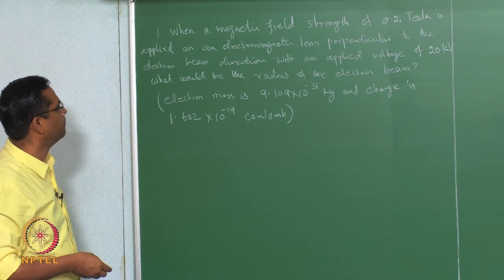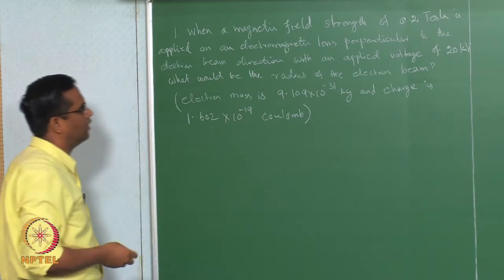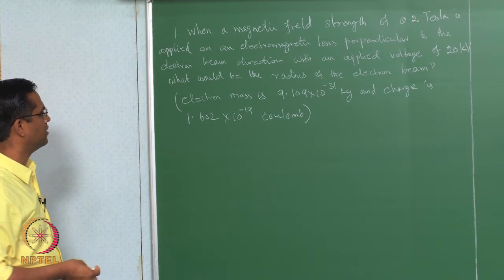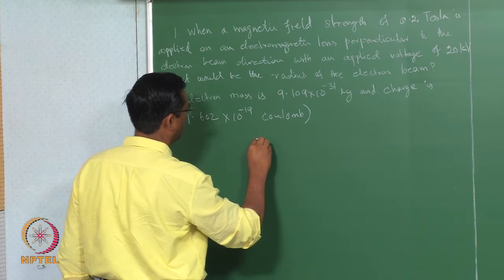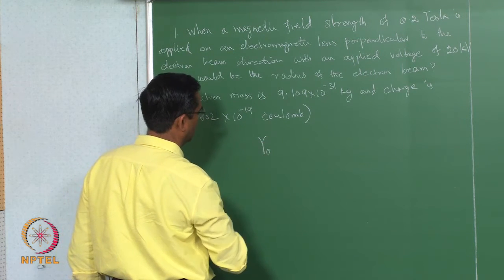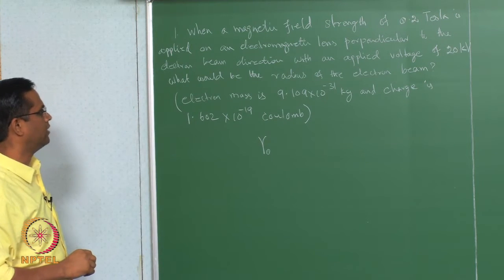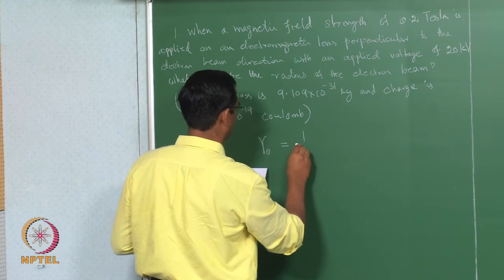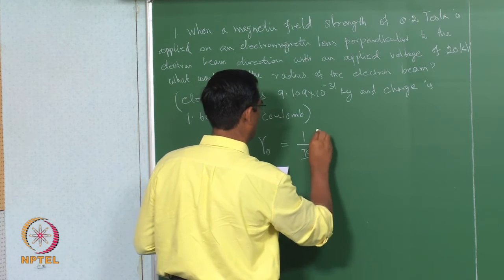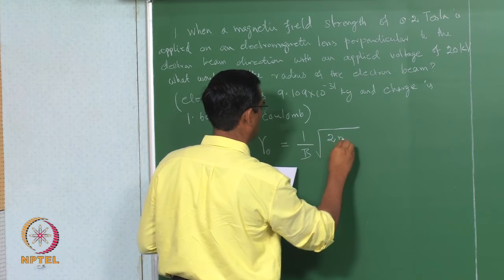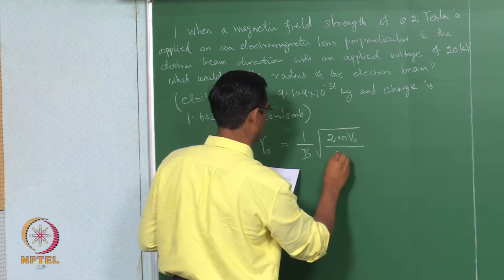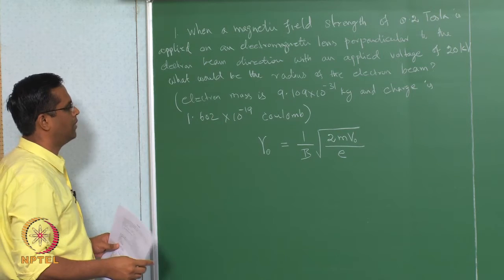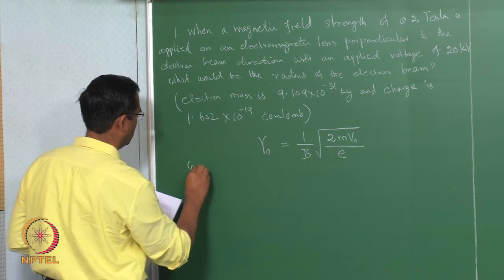So, what is the clue we have? We are now talking about the radius of the electron beam. So, the radius is given using this formula. If you recall the electromagnetic lens schematic, we have written an expression for this. We can use this formula to obtain the radius. So let us solve this by a simple substitution.